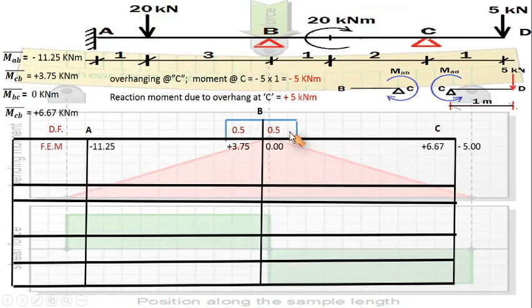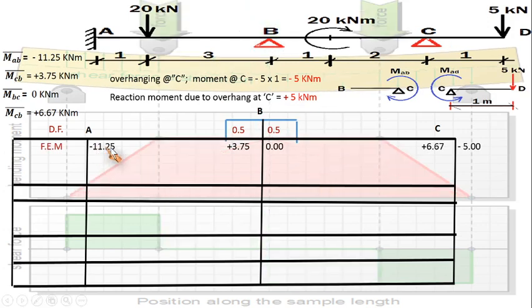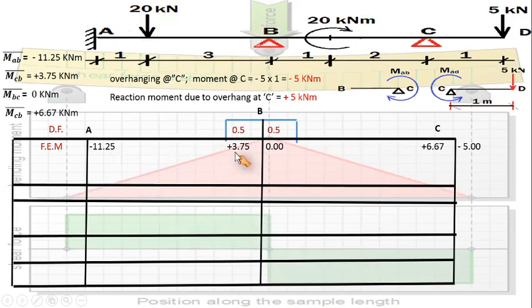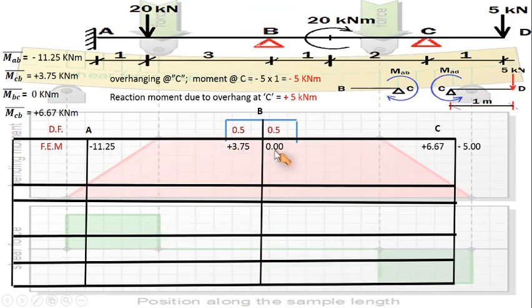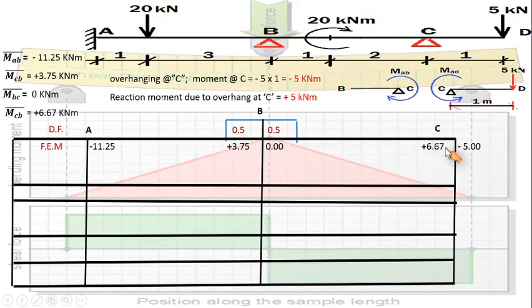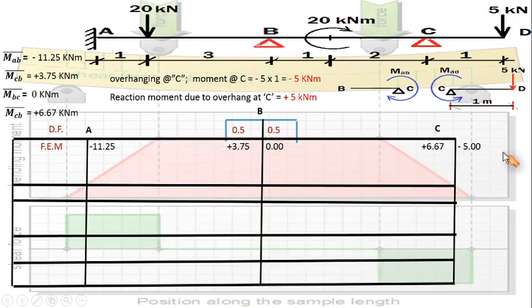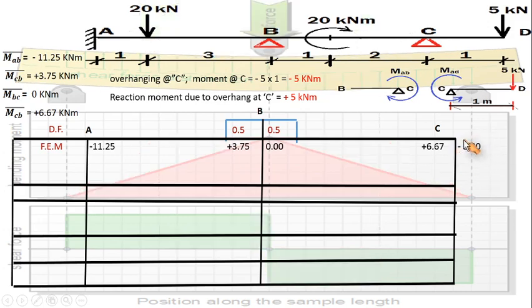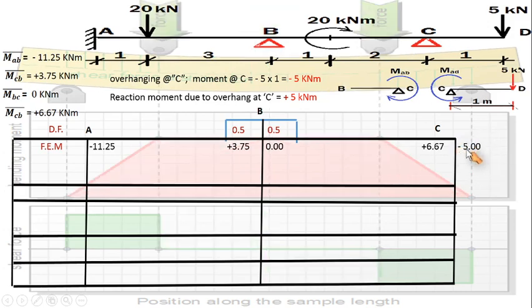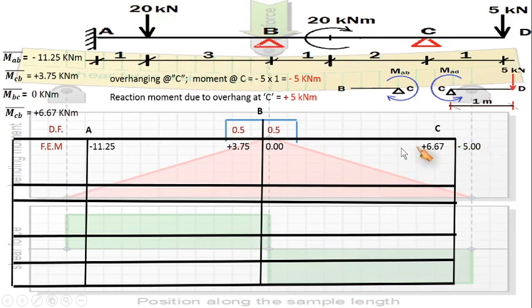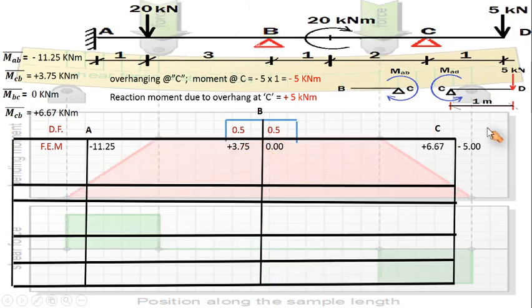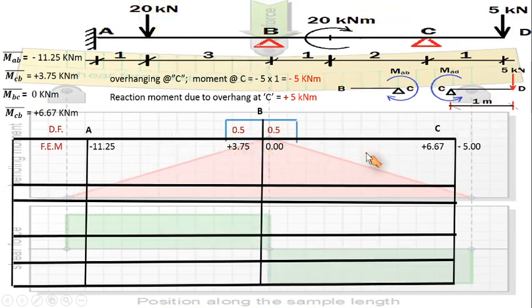Next is enumerating all the fixed moments. So here you can see AB is 11.25, BC plus 3.75, BA is 3.75, BC is 0 and plus 6.67 is MCB. And as far as the overhanging moment or overhanging reaction is concerned, that is shown here, minus 5. Is it okay? So this is the placement of the various fixed moments about an individual joint. So A, B and C, all the fixed moments about those joints have been shown.